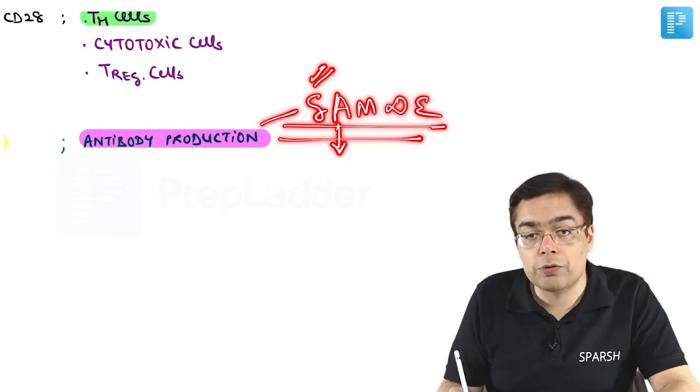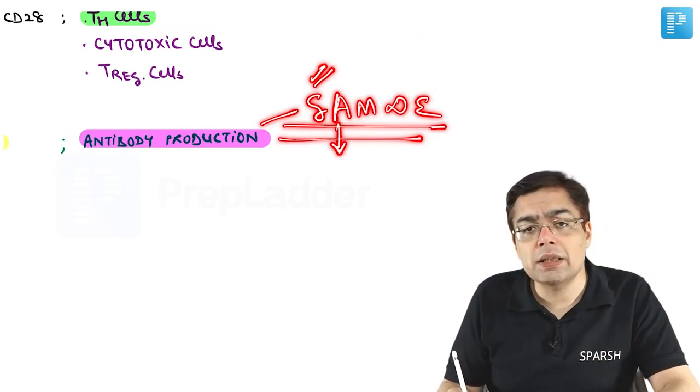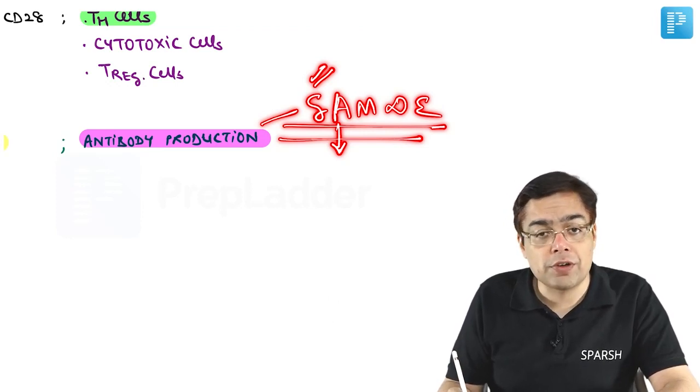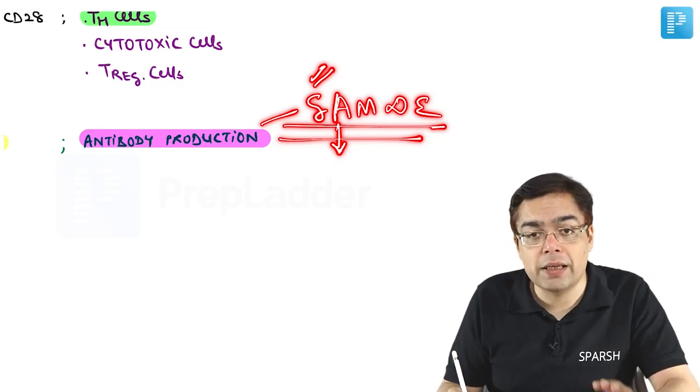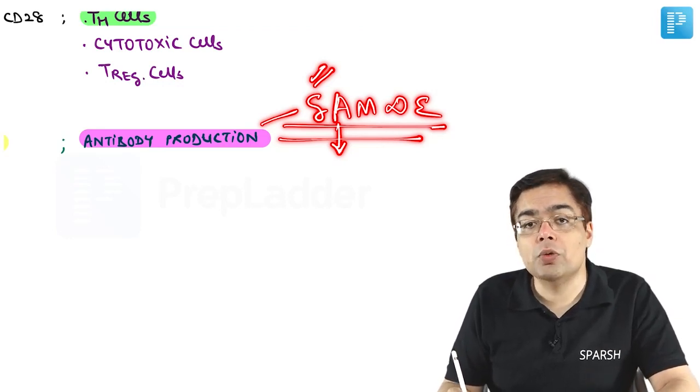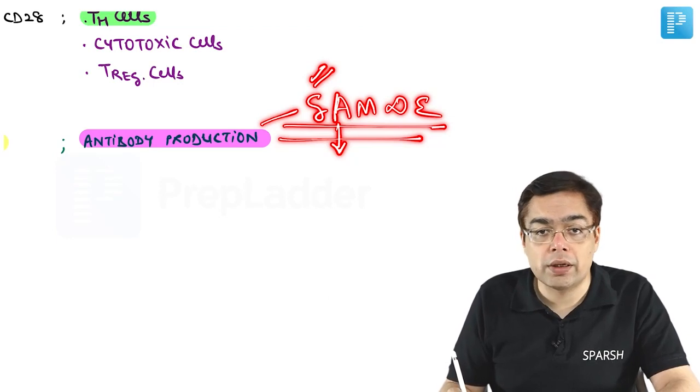IgA, the first line of defense, is present in the mucosal tissue and in secretions, and is therefore extremely important for fighting infection. As I use the term first line of defense, it is a very important antibody which is going to protect our respiratory, GI and urinary tract mucosa.